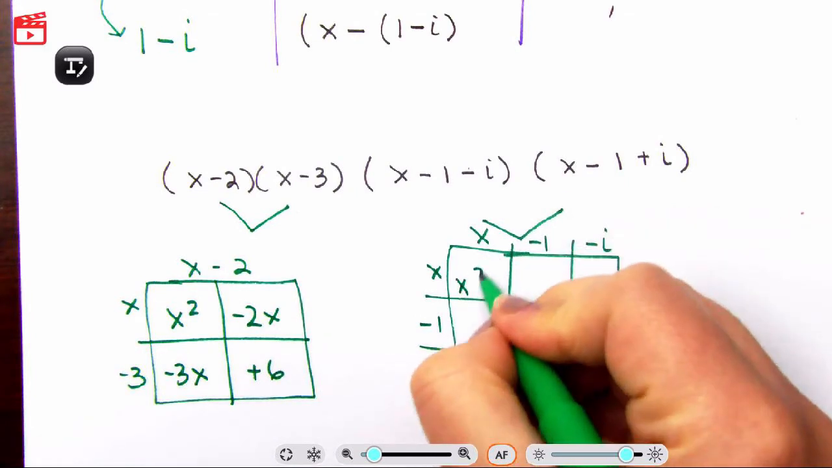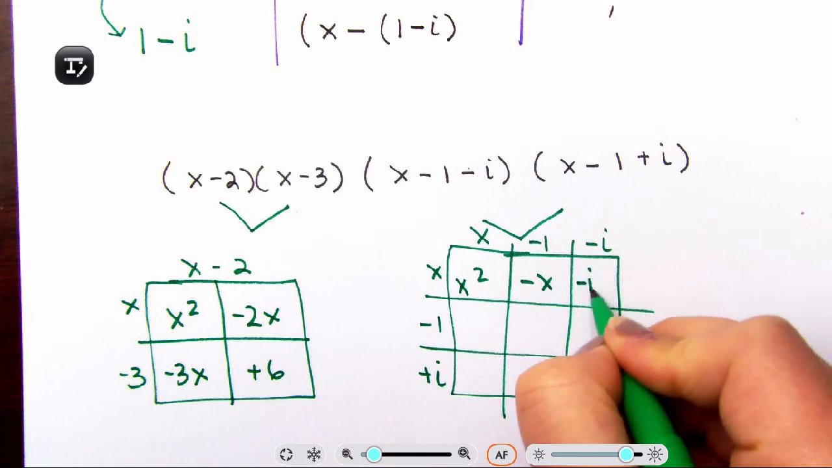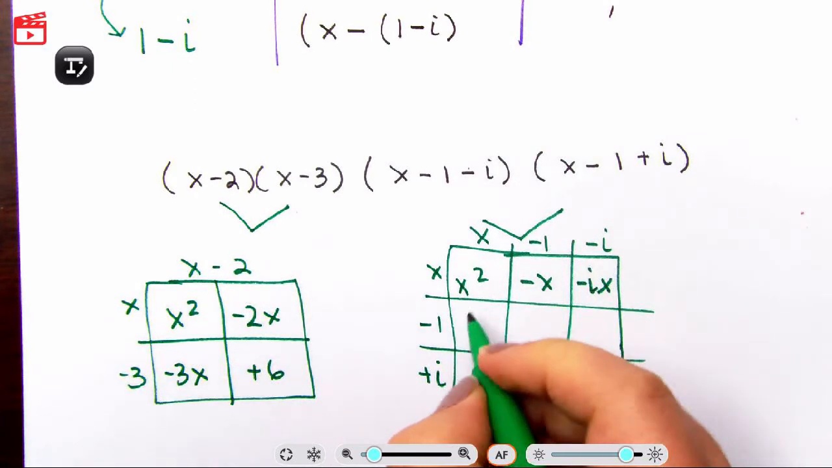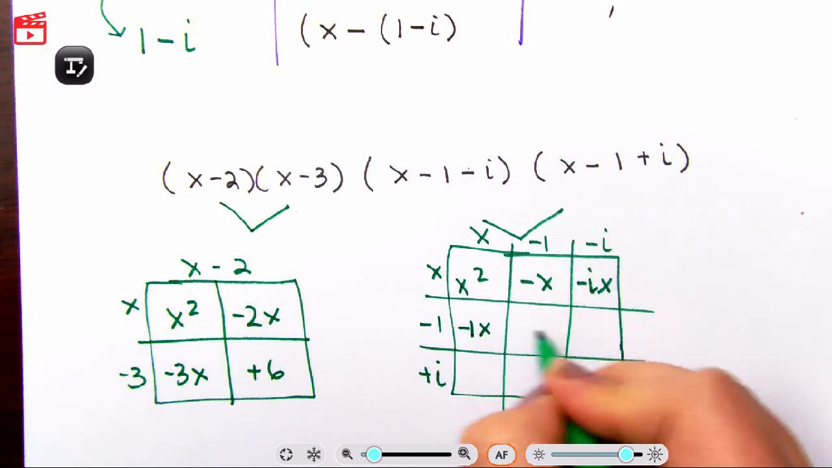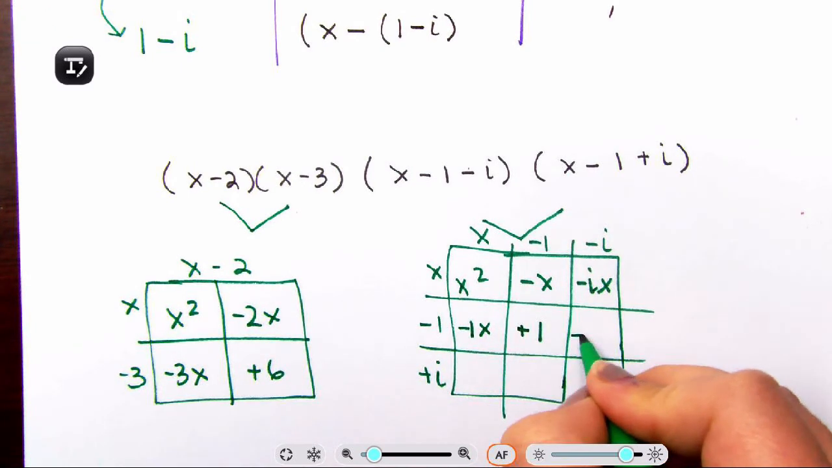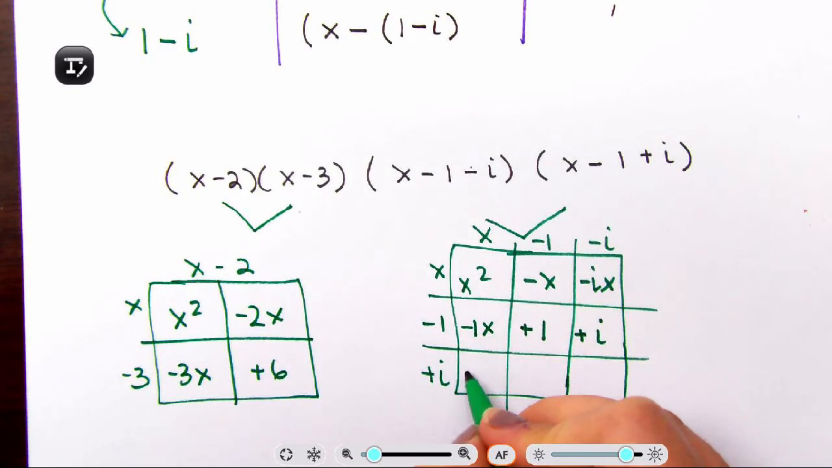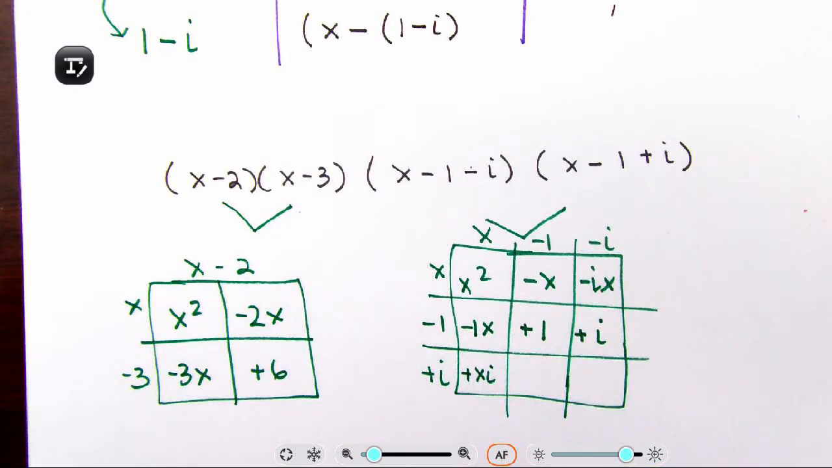I have an x squared, I have a minus x, I have a minus ix. Here I have a minus 1x, here I have a plus 1, and I have a minus, just kidding, a plus i. Here I have a plus xi. Here I have a minus i. And here I have, what is this? Negative i squared. Now don't let these i's scare you.